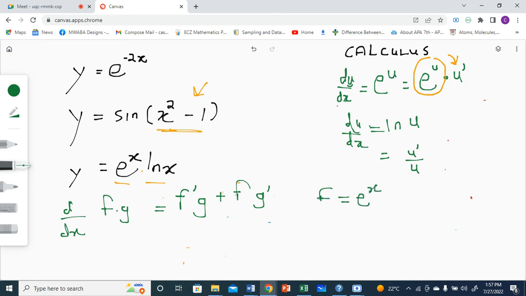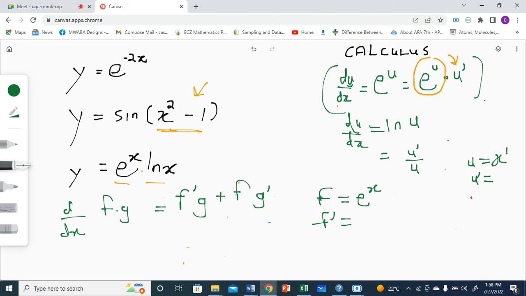All right, f is e to the power x. Let's derive e to the power x, f prime. We go back to our principle here on top. The derivative of e to the power u equals e to the power u times u prime. So what is our u in this case? Our u is x.